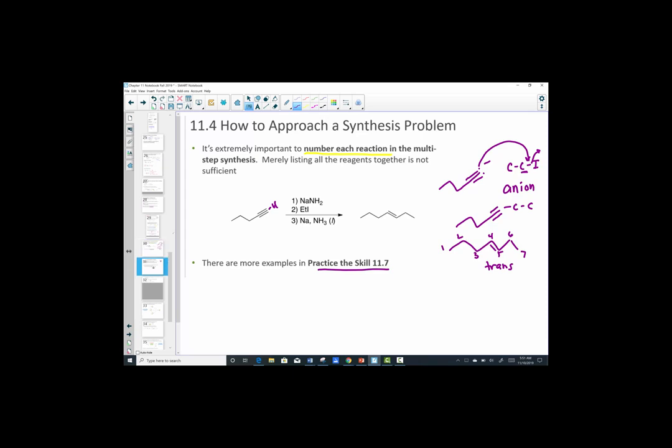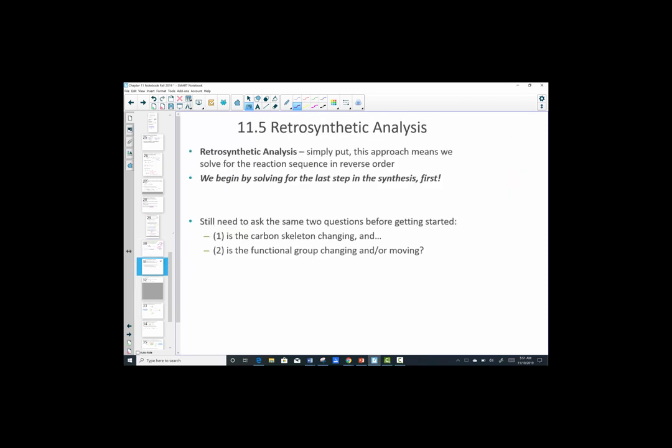And when we think about approaching a synthesis, what I like to do, and many organic chemists, is think about it backwards. So the next tip I'm going to give you is called retrosynthetic analysis. Approaching a synthesis problem by thinking about the last step, how do I accomplish it, and then back up to the previous step and back up to the previous step. It means this approach, we solve the problem for the reaction in the reverse order. So we begin by solving the last step in the synthesis first.